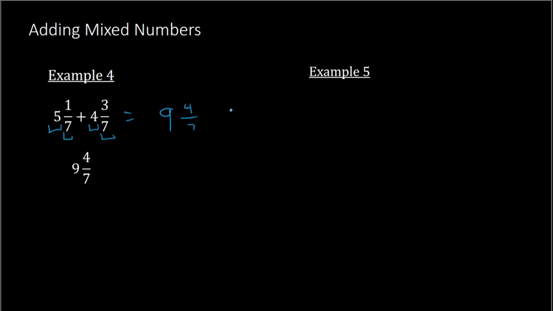Example 5, something a little bit different happens. Here we have 6 and 3/8 plus 4 and 7/8. Now again, we can add the whole numbers together. 6 plus 4 would give us 10. And then we can add the fractions together. 3/8 plus 7/8. 3 plus 7 is 10, so we have 10 over 8. Now here, 10/8 is an improper fraction. So what we want to do is write 10/8 as a mixed number.